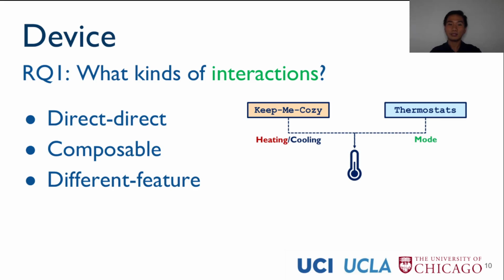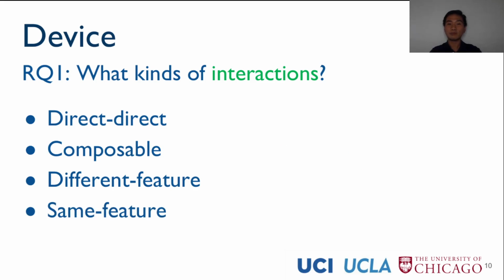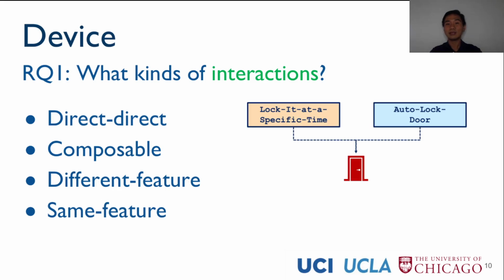Another interesting category that we found is same feature interaction. We found this pair of apps called Lock It at a Specific Time and Auto Lock Door that write to the same device, namely the door lock. We again thought that they would have a conflict. To our surprise, actually they both attempt to lock the door lock, and so they interact through the same feature, but they never have a conflict because they always write the same value to the same feature.